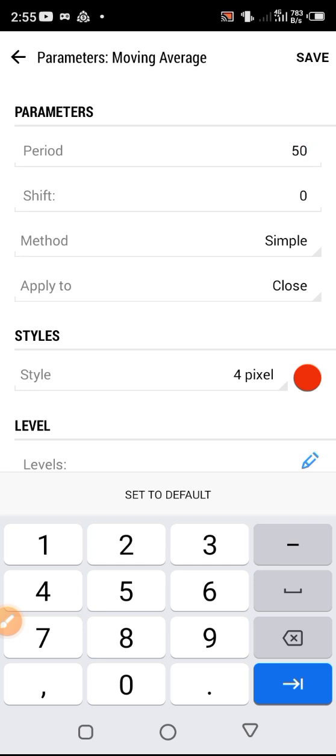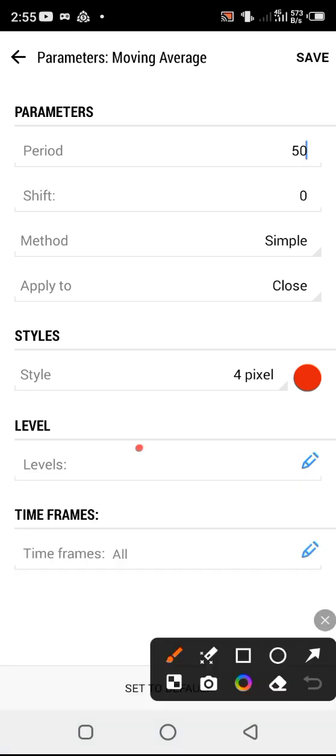The shift, let it be 0. Don't touch that. The method should still be simple. The apply to still close. The only thing you are changing here is this period. You change it to 50. Then the next thing you change is the color. This color right here, this style.